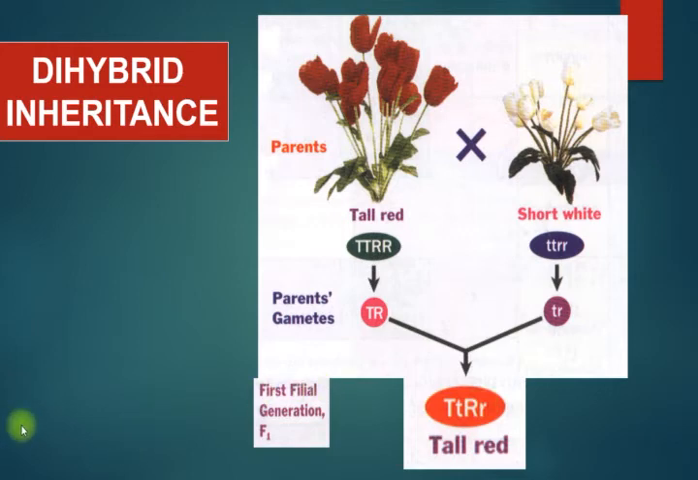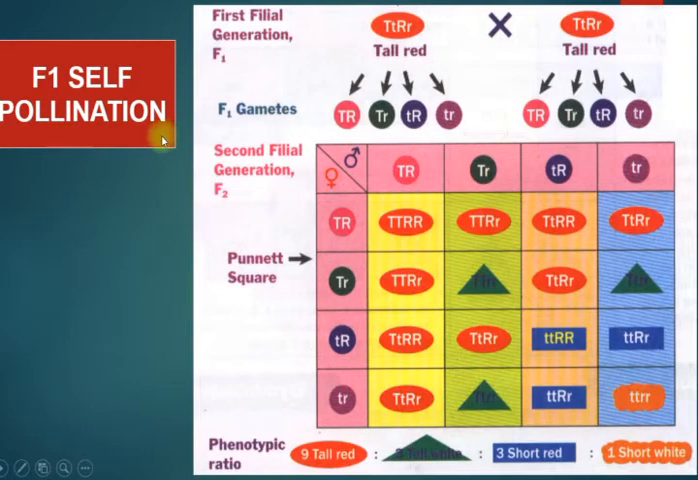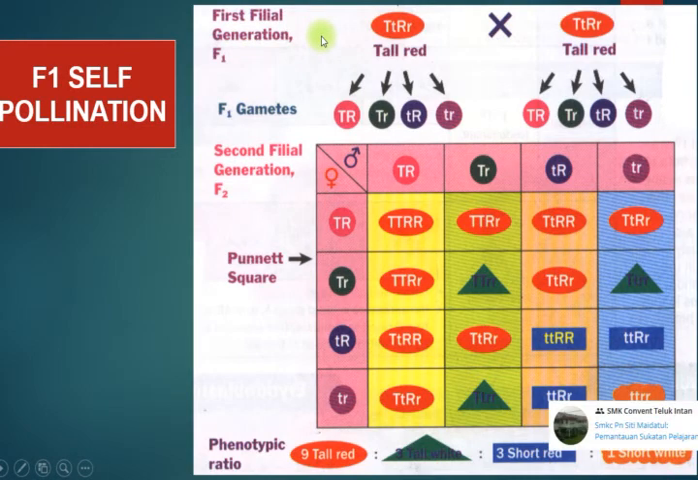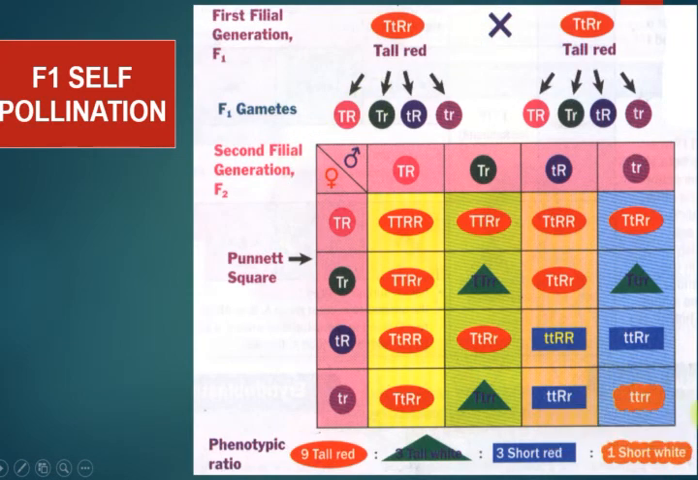And then what happens? The F1 self-pollination, or F1 self-cross, occurs. So in the F1 self-cross, it will produce the second filial generation. So how do we determine the second filial generation? We have to use the Punnett square. So this is referred to as the Punnett square, and then you have to determine the offspring produced here.